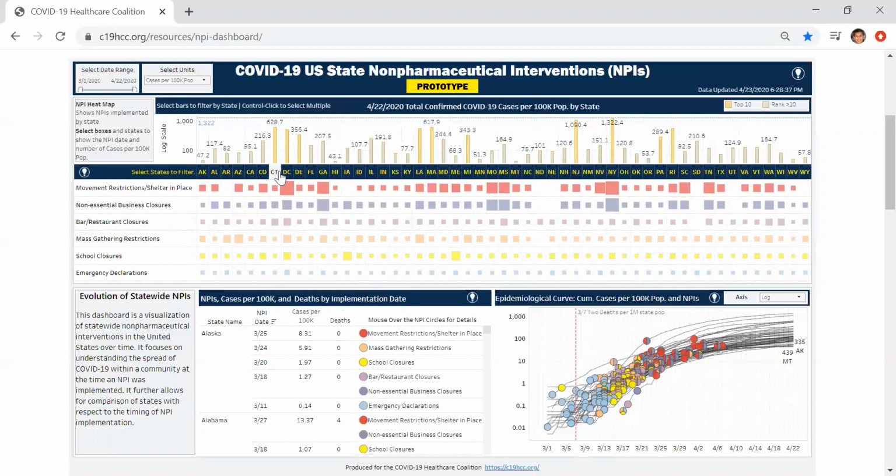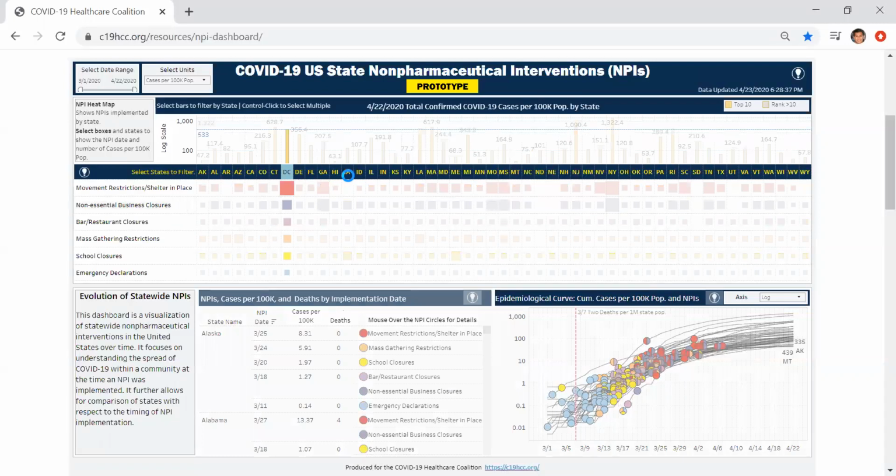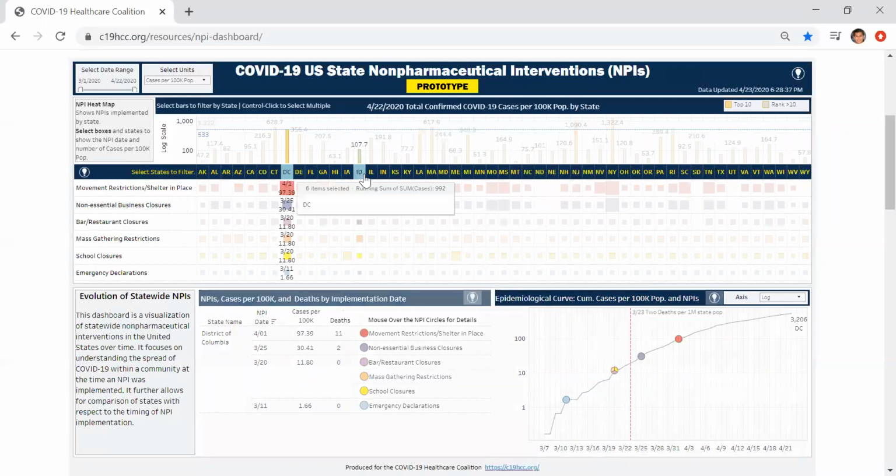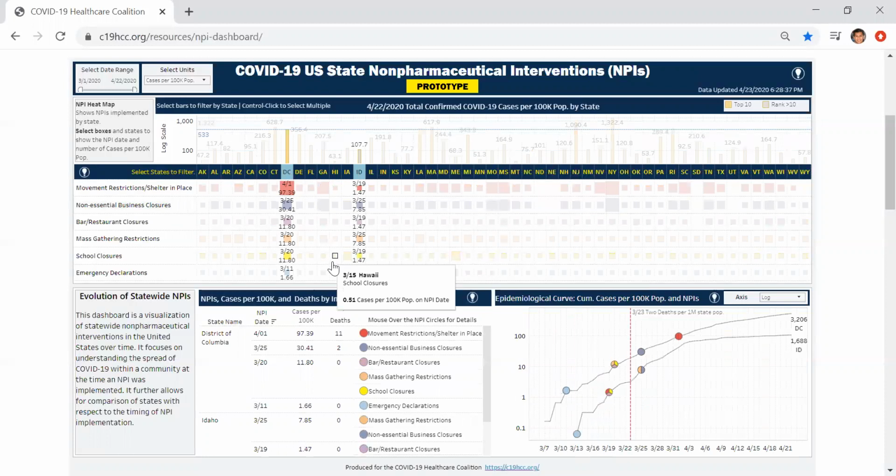By comparing, for example, the District of Columbia with the state of Idaho, we can see that Idaho implemented its full suite of NPIs much earlier in its COVID-19 outbreak than DC did.